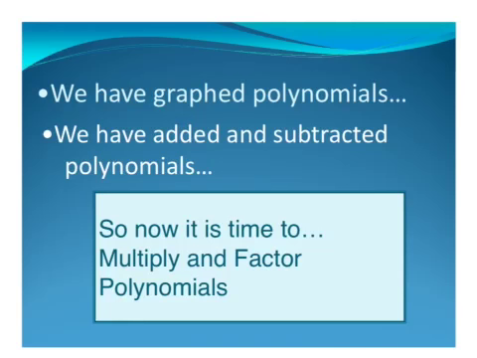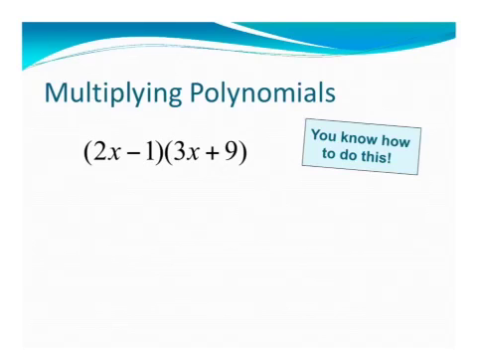So we've graphed polynomials, we've added and subtracted polynomials, and now it's time to multiply and factor them. So for multiplying polynomials, this is something that we know how to do. We're just foiling. It's no big deal. Alright, so I'm not even going to go over it. We distribute these guys here, we distribute these guys here, combine our like terms, and we're done.